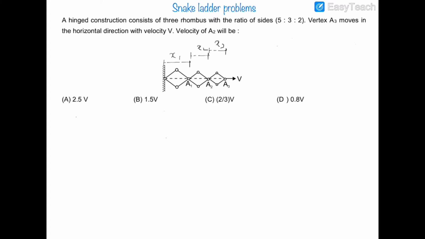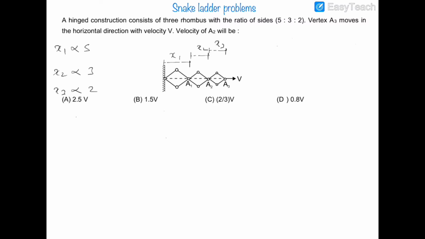In this snake ladder, there is a set of three rhombus whose sides are in ratio of 5:3:2, and I am considering that this length is equal to x1, this length is equal to x2, and this length is equal to x3. Also, if the sides of the rhombus are in the ratio of 5:3:2, then these x1, x2, x3 will also be in a ratio of 5:3:2. So let's suppose x1 is proportional to 5, x2 is proportional to 3 and x3 is proportional to 2.